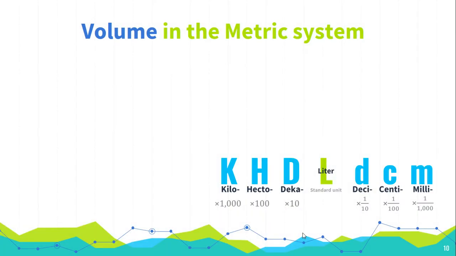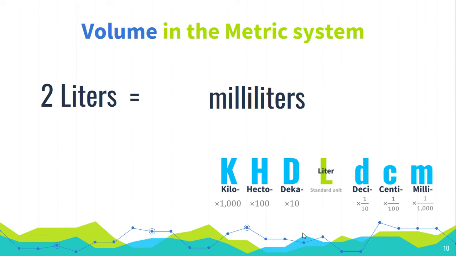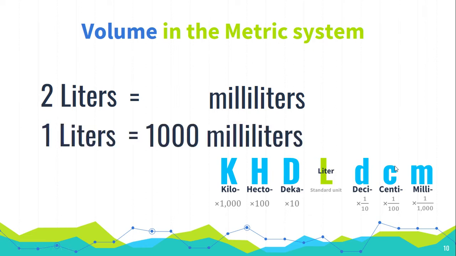So what this would look like is if we have 2 liters, how many milliliters do we have? Well, we can see here that a liter is 1,000 times bigger than a milliliter. So for every 1 liter, we have 1,000 milliliters. So if I have 2 liters, then I know that I have 2,000 milliliters.